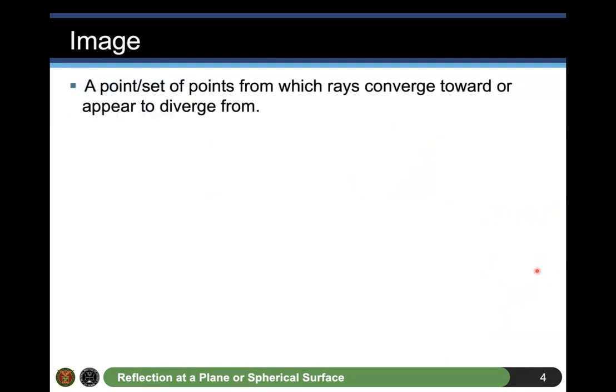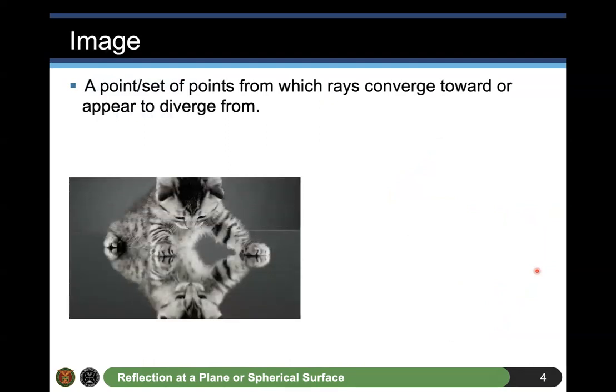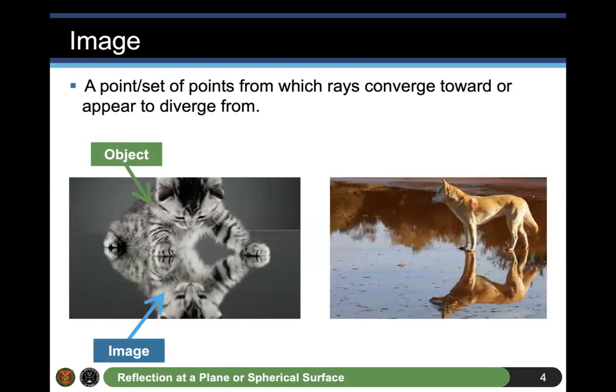Now, on the other side of the material, after reflection or refraction happens, we have an image. An image is a point or set of points from which rays converge towards or appear to diverge from. For example, here we have an object at the top, and it reflects back on the surface at the bottom, so an image is formed at the bottom. Same with this wolf, which has a reflection on the surface of the lake.